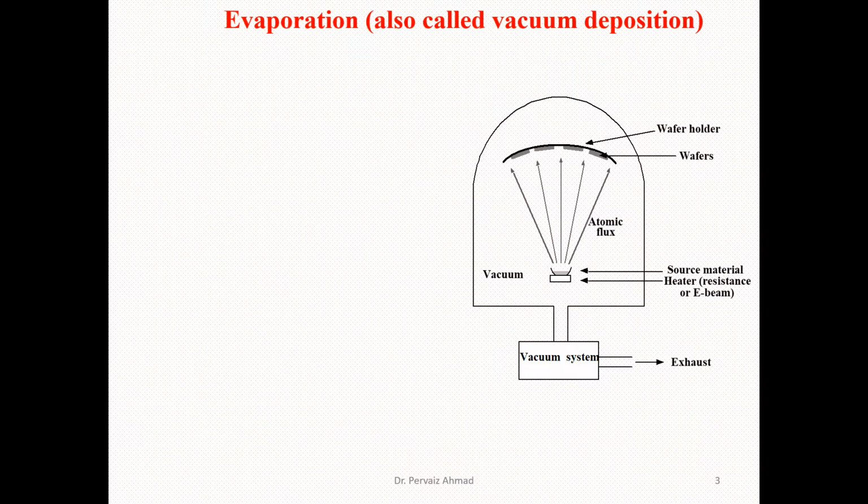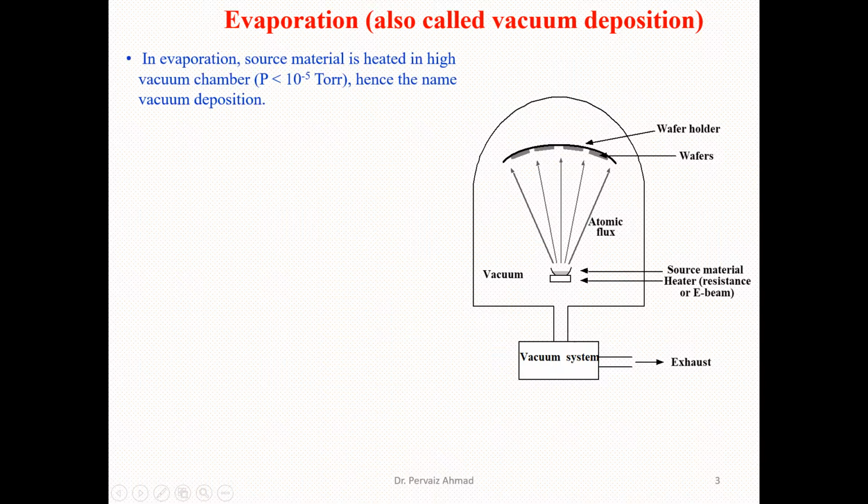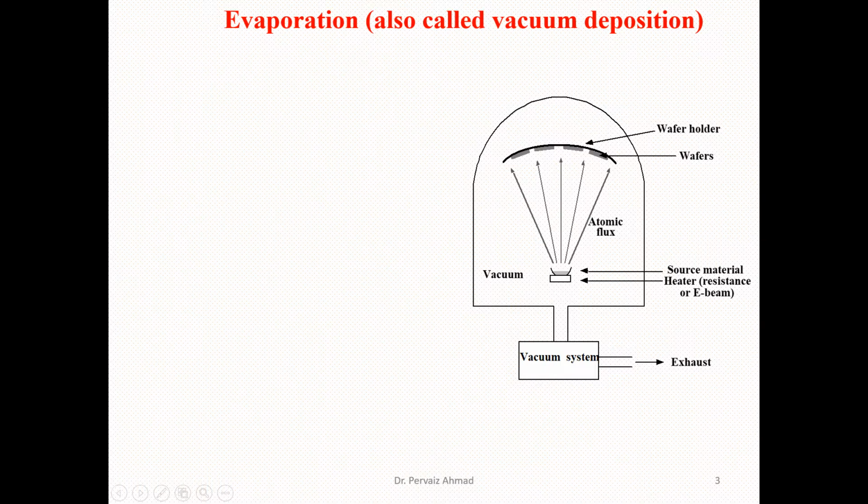So let's first come to evaporation. Since the evaporation process all occurs in vacuum, it can also be called vacuum deposition. All the process occurs in high vacuum. As a result, this process of evaporation is also called vacuum deposition. So it's the typical experimental setup.